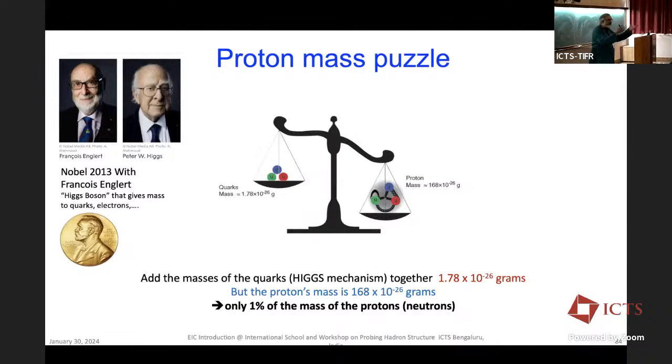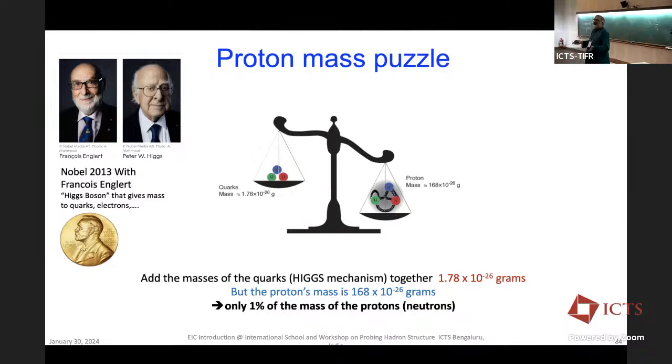We know the mass of isolated quarks, and if you add the mass of the quarks themselves, it comes out to be about 2 times 10 to the minus 26 grams. But we know the proton is about 100 times that. The only difference is that the quarks are bound together with the gluons. And the gluons binding them creates that extra energy that is needed to keep the proton intact.